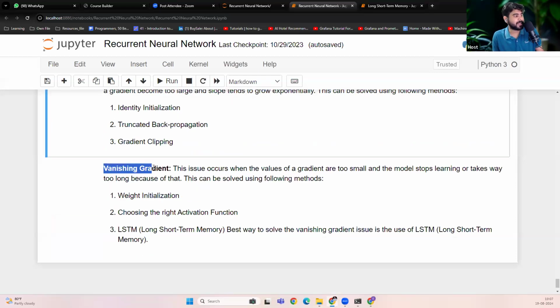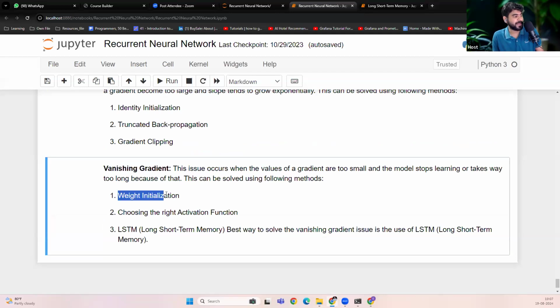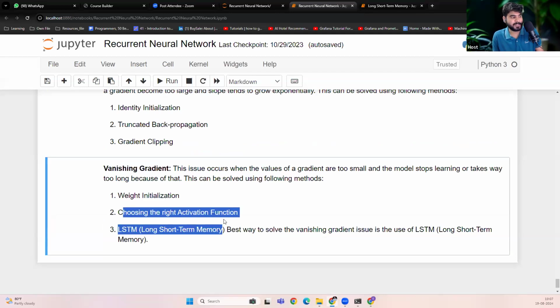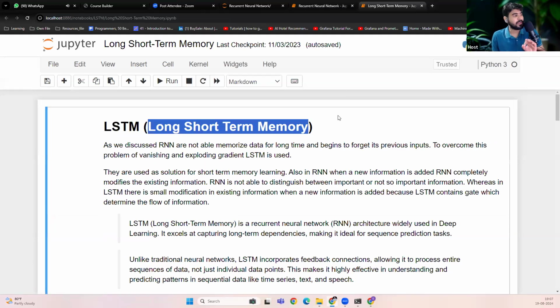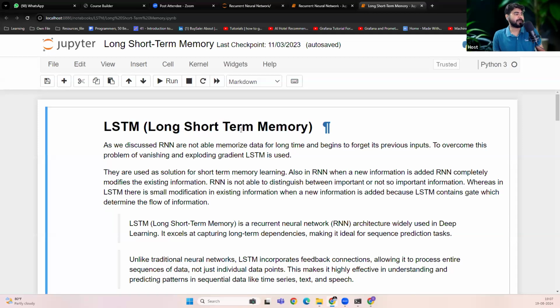Second, we have the vanishing gradient issue. So we can solve it with weight initialization. We can choose the right activation function, or we can use the LSTM. So to solve this particular vanishing gradient and exploding gradient issue, we are going to use here the LSTM, that is called long short term memory. Now let's try to understand what is this long short term memory.